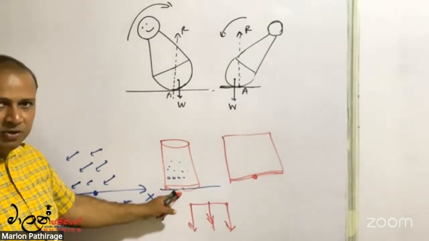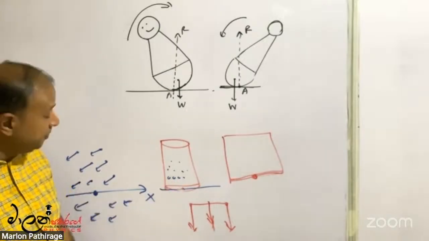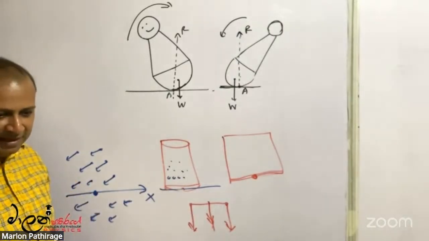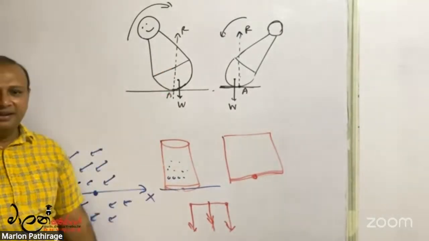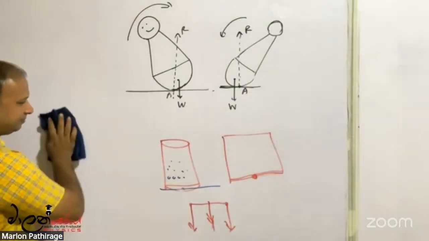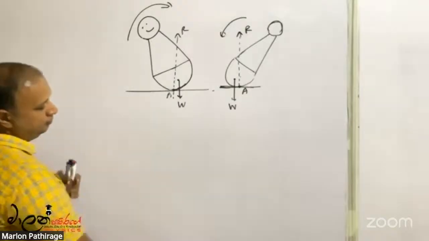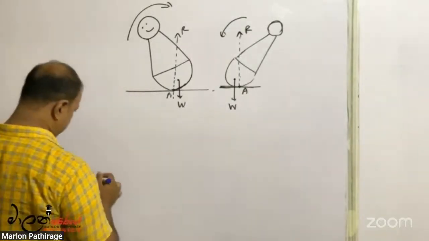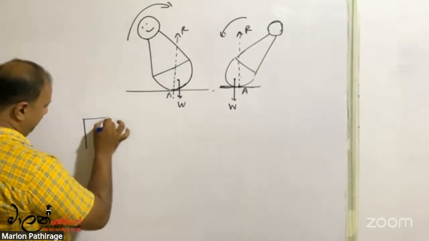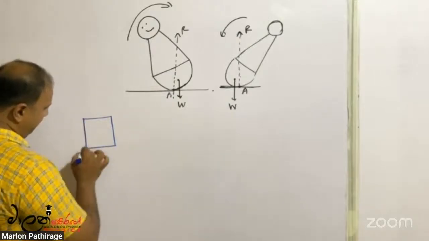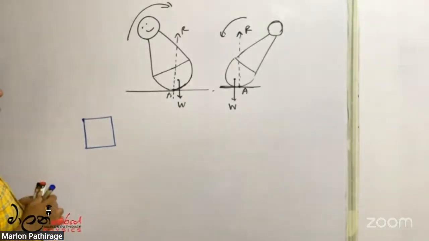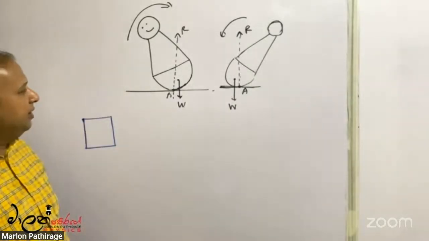If you want to place this weight at this position, definitely there should be a weight below this one. Okay, let's draw this one.